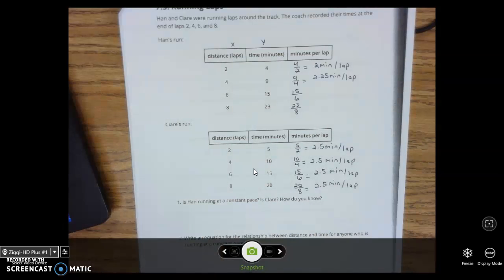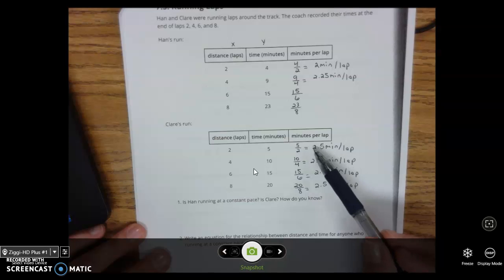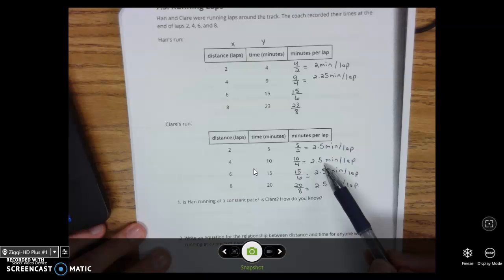So who is running at a constant pace? Is it Claire or is it Hans? How do you know? Well, hopefully you can see that Claire, no matter how many minutes she ran for, her speed was the same, 2.5 minutes per lap.